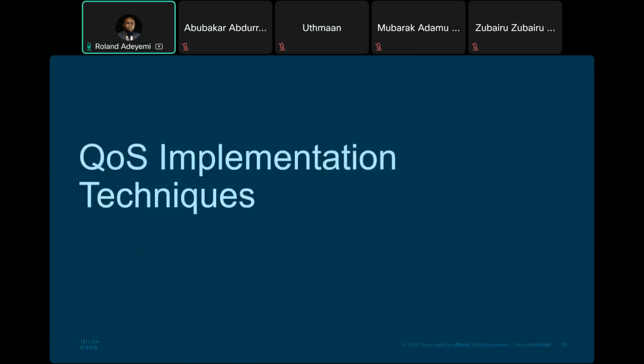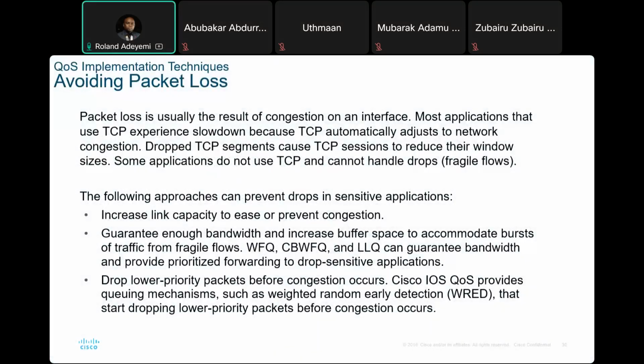So implementation, we've talked about some of those things in the last class, where you have the weighted fair queue, class-based fair queue, and low latency queue. Weighted fair, we can implement it. I talked about it in the last video. You can listen to that. Class-based, I also explained. Low latency queue, I also explained. This is the one we use for voice majorly.